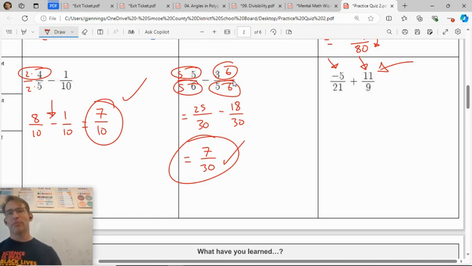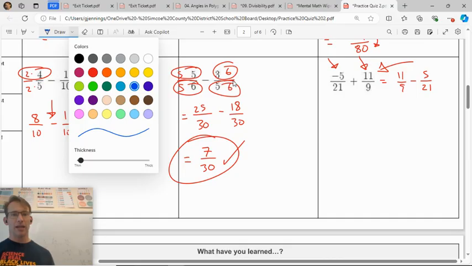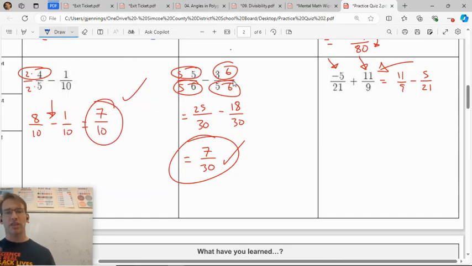All right. So, one way we could approach this problem is to reorganize it. 11 ninths minus 5 21sts. We could do that. I would like that. That's okay. You can do that. And because we kept the sign with the number, when we do that, it's fine. So it is a subtraction. It's just mixed up a little bit.